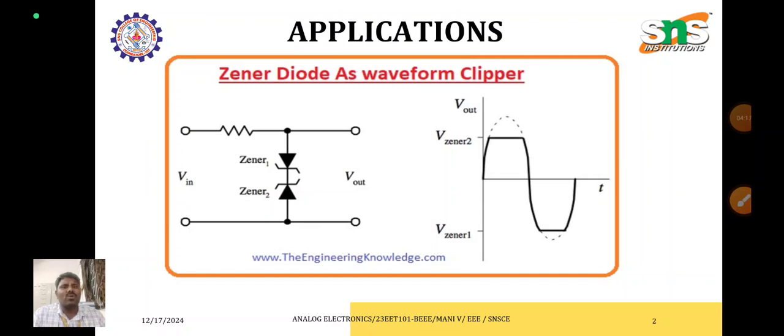The Zener diode can be used as a clipper, to clip a certain amount of the waveform or output. Another major application is the voltage regulator. The Zener diode acts as a voltage regulator, maintaining a constant output voltage throughout the operation, just like a stabilizer.